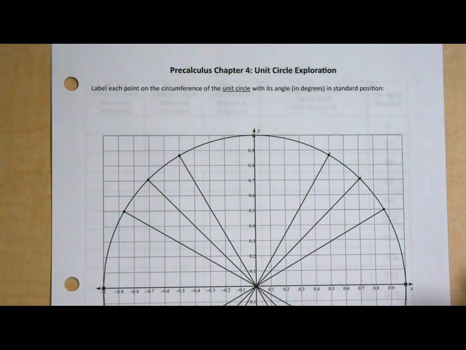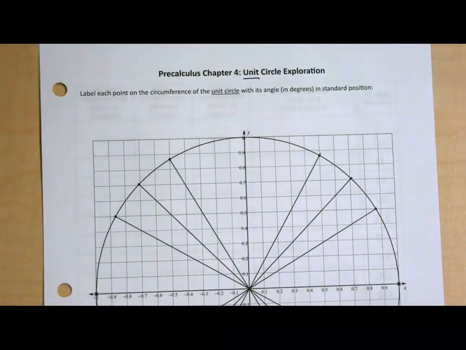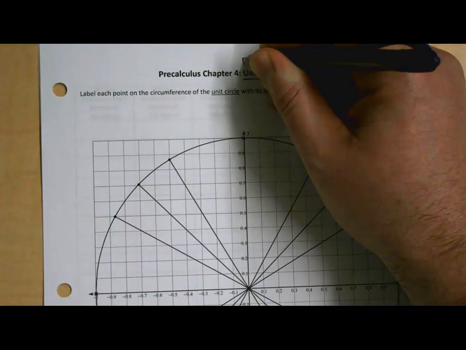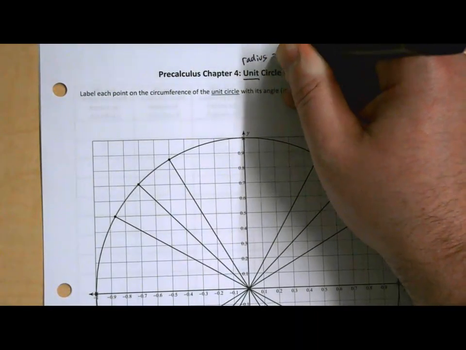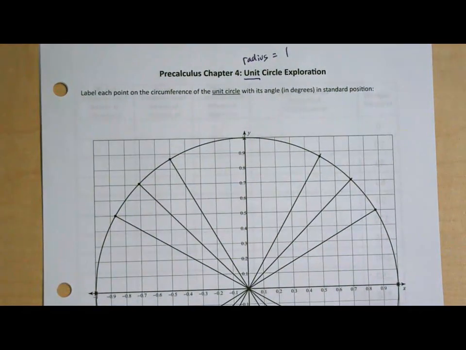So first of all, what makes this thing the unit circle is its radius. The radius of this circle is 1. So a unit circle will always have a radius of 1. And if the radius is 1 in your circle, it's a very convenient thing for us to deal with trig functions for our different angles.